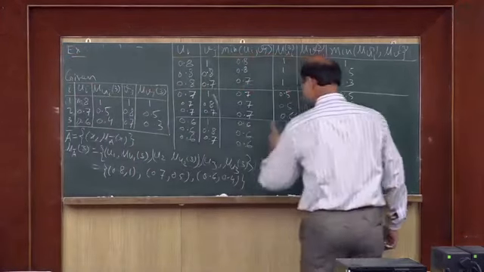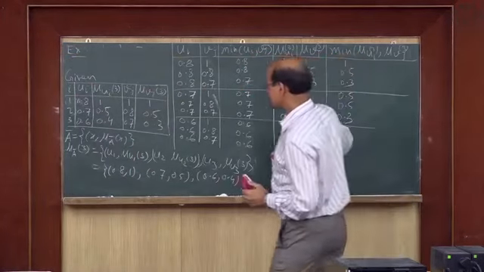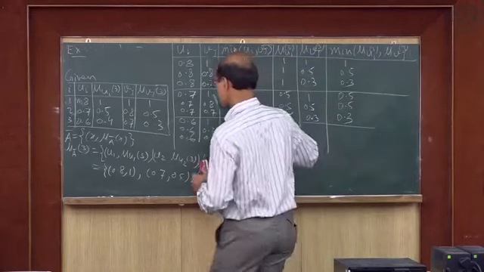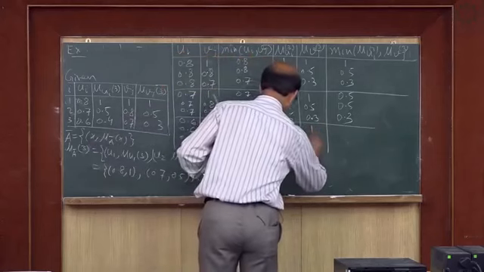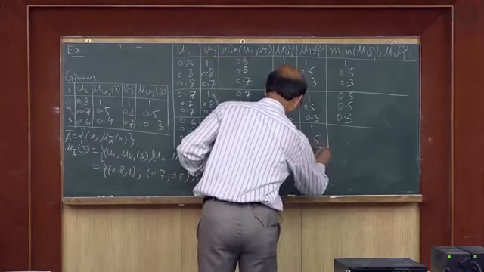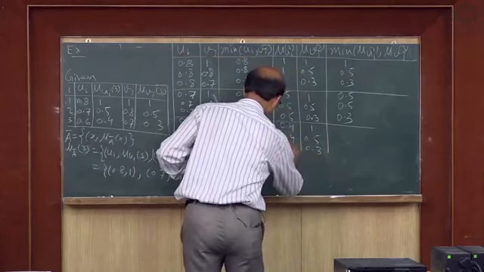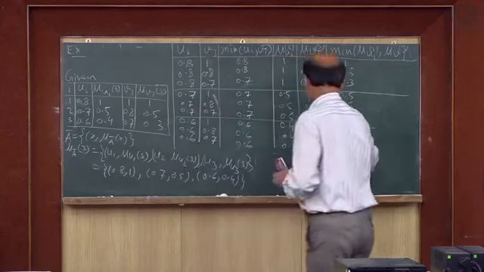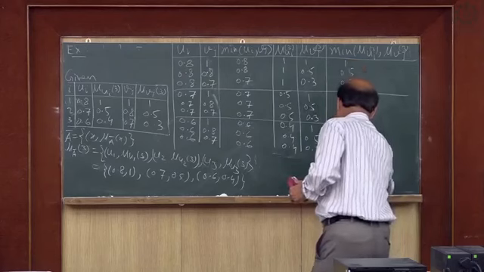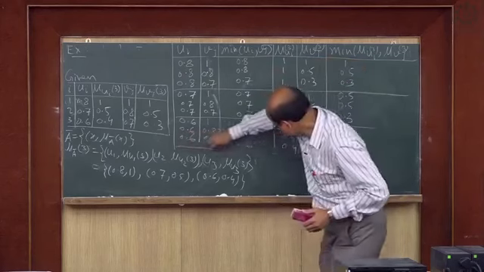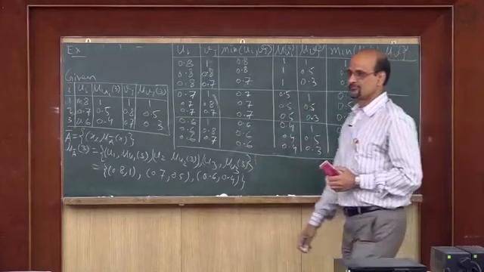0.6, 0.6, 0.6. Next is 1, 0.5, then 0.4. 0.4, 1, 0.5, 0.3, 0.4, 0.4. So, minimum is 0.4, 0.4, 0.3. So, this completes the table.